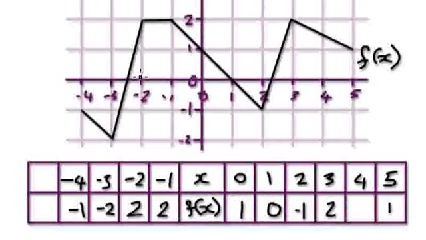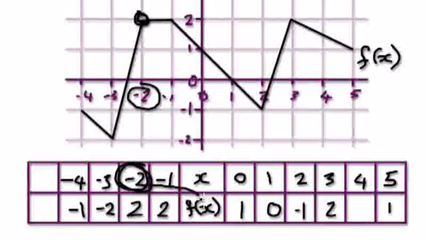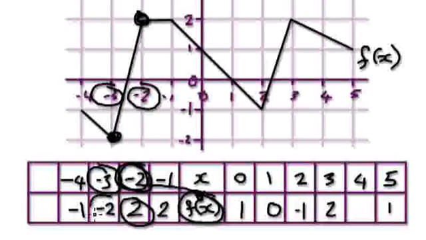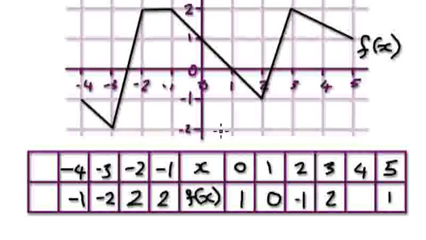And when x is negative 2, f of x would be positive 2. That's why when x equals minus 2, you put it in here, f of x is actually positive 2. When x is negative 3, you can see that f of x is negative 2. That's why you've got negative 2 here, and so on. Now in this video, we are going to look at f of negative x.